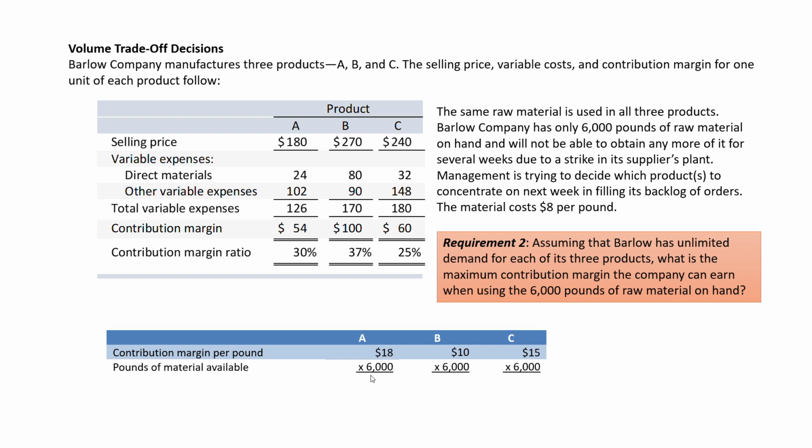What am I going to focus on if I have unlimited demand? I'm going to focus on the one that earns me the most money. I would only make A. If I have unlimited demand, I just keep making A, if I'm not forced to make any of the others. And so the maximum contribution margin, which you can calculate on your own, would be 18 times 6,000.